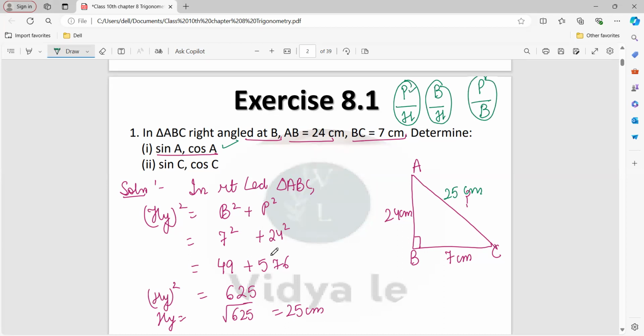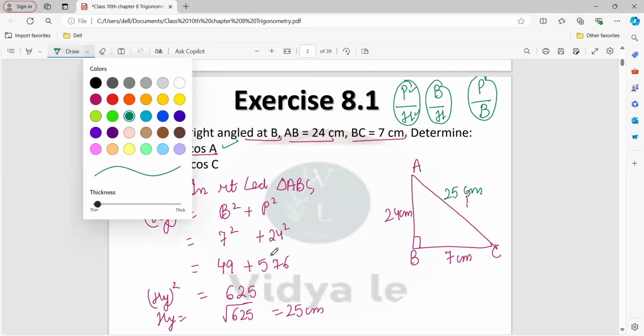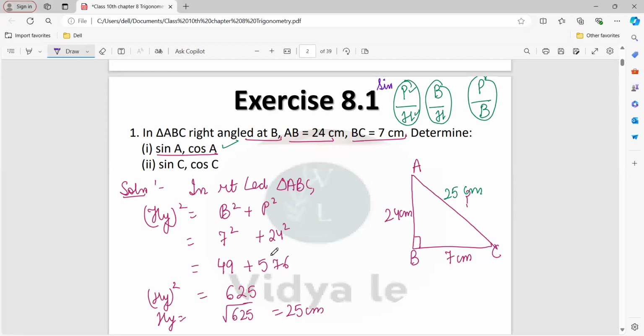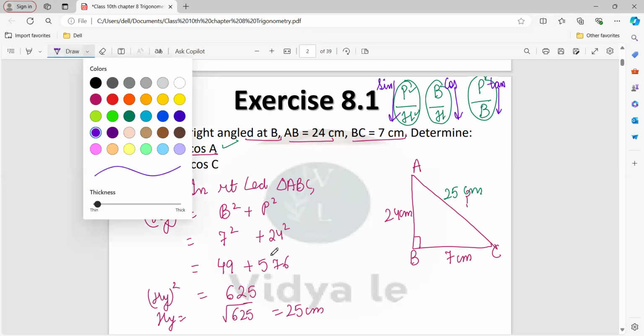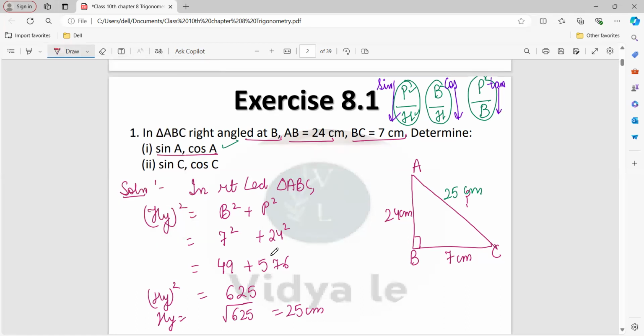If we see perpendicular upon hypotenuse is equal to sine. So this is sine. Base upon hypotenuse is of cos, and perpendicular upon base is of tan. Now, this is for the perpendicular upon hypotenuse, base upon hypotenuse, and perpendicular upon base. But if we reverse the process, that is, if I take hypotenuse upon perpendicular, hypotenuse upon base, and base upon perpendicular, then we have the other 3 trigonometric ratios, which are cosecant, secant, and cot, right?